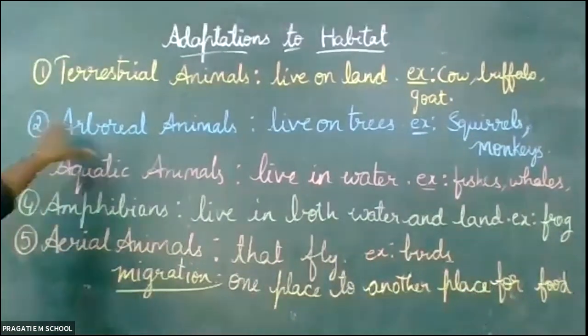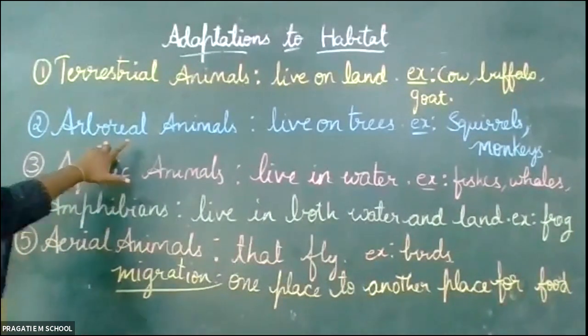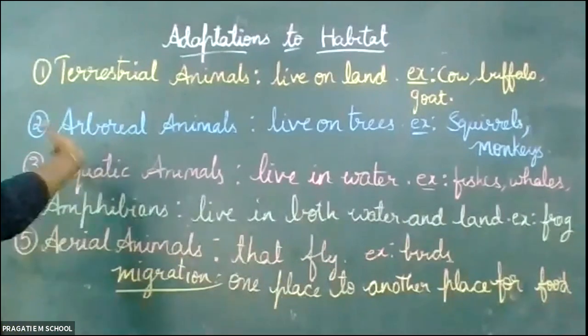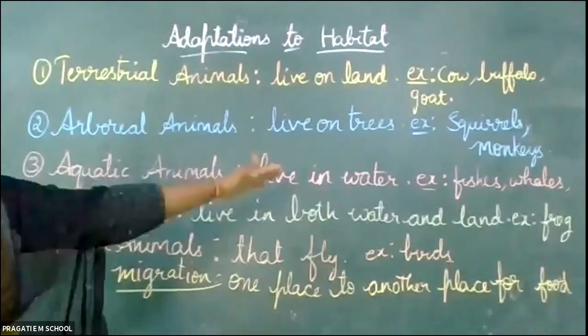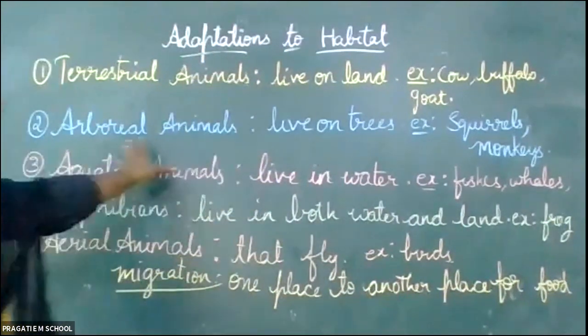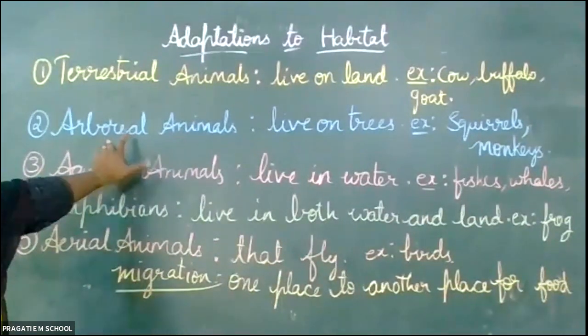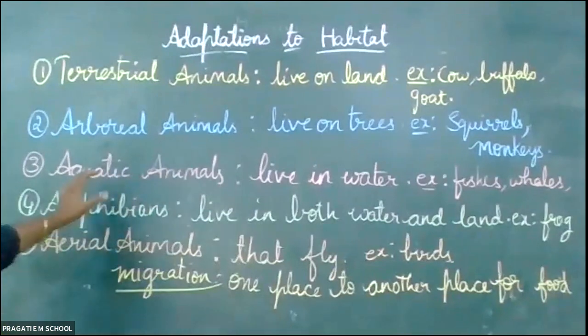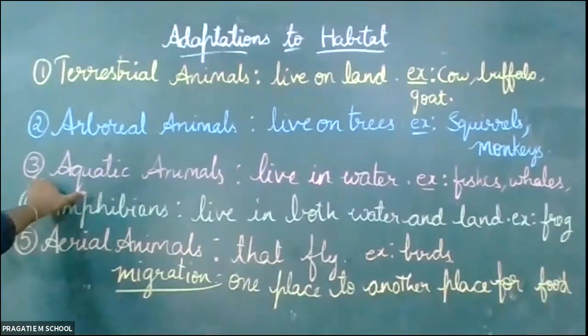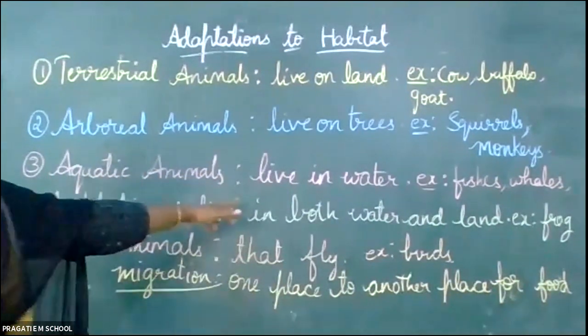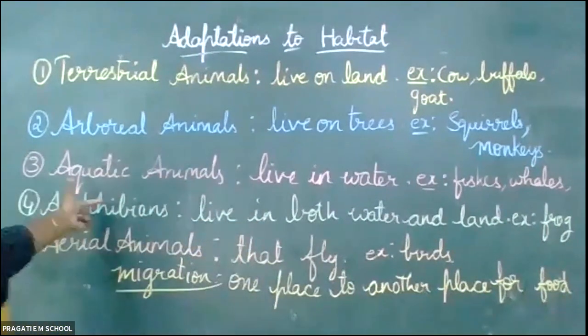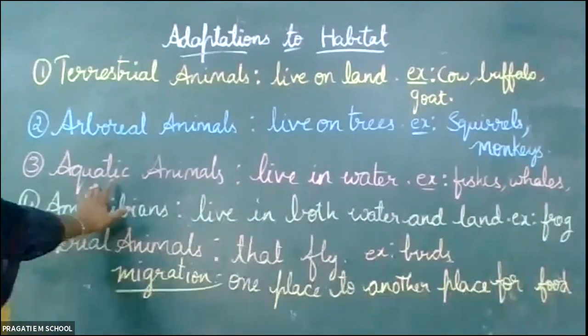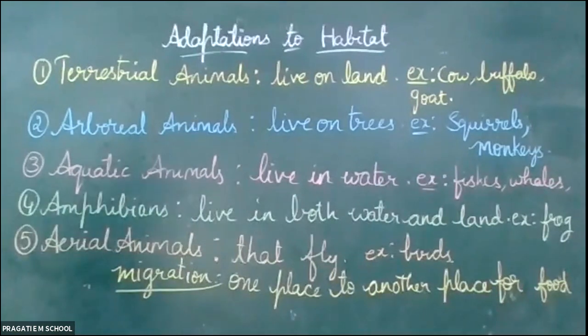Okay, children. Next one is arboreal animals. What is meant by arboreal animals? The animals which live on trees, we'll call arboreal animals. Examples are squirrels and monkeys. Third one is aquatic animals. The animals which live in water, we'll call aquatic animals. What are the examples? Fishes, whales.